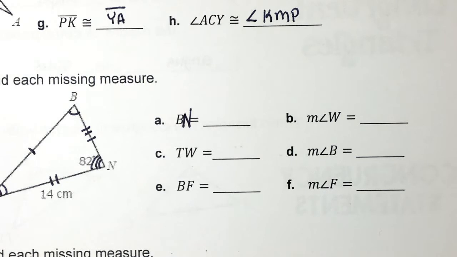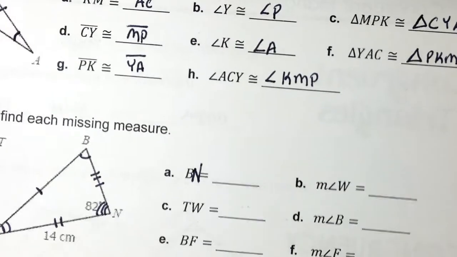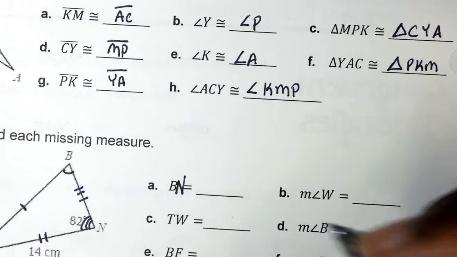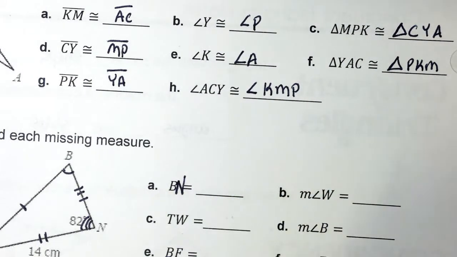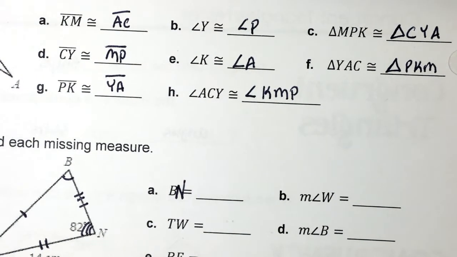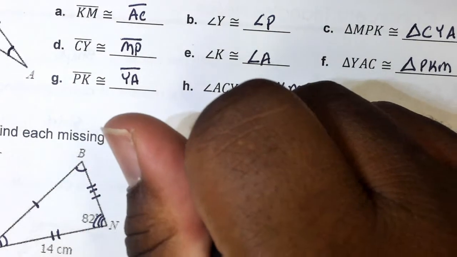Who hasn't helped me flow through yet? Alright. Reese, go ahead, it's fine. BN. No, we said they're saying BN. They want to know what side is congruent to BN. Oh, no, I'm sorry. They want to know the measures. Yeah, missing measure. 9 centimeters. Yeah, good. I'm tripping.